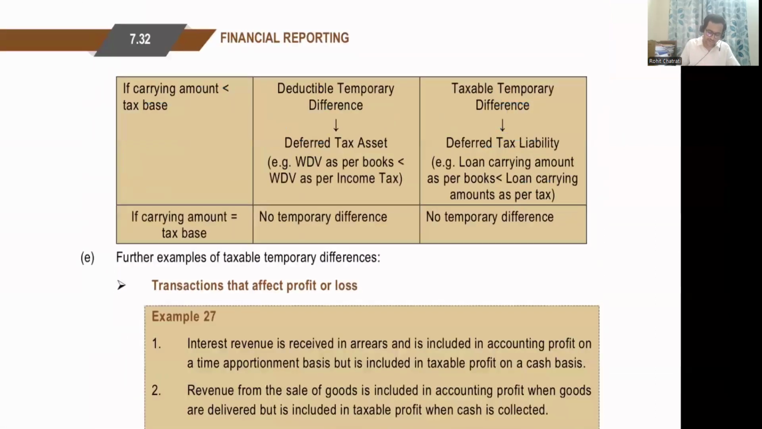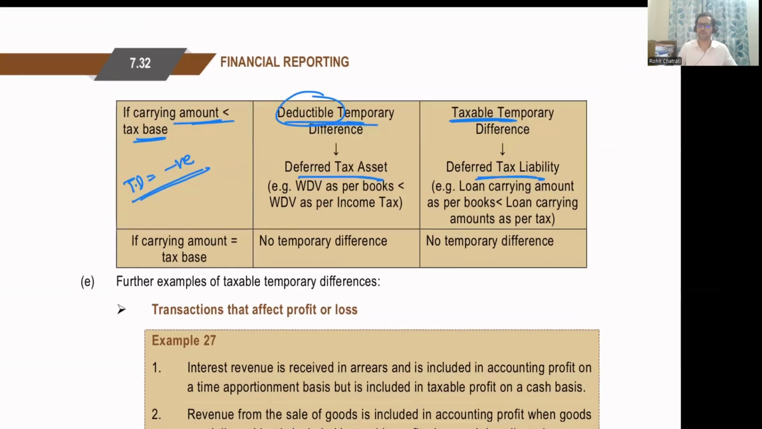In the same way, if the carrying amount is less than tax base, my temporary difference is negative. A negative temporary difference in case of an asset means that it is the amount that will be allowed as a deduction in future. So it's a deductible temporary difference on which I recognize a deferred tax asset. And a negative temporary difference in case of liability represents a taxable temporary difference on which I record a deferred tax liability.